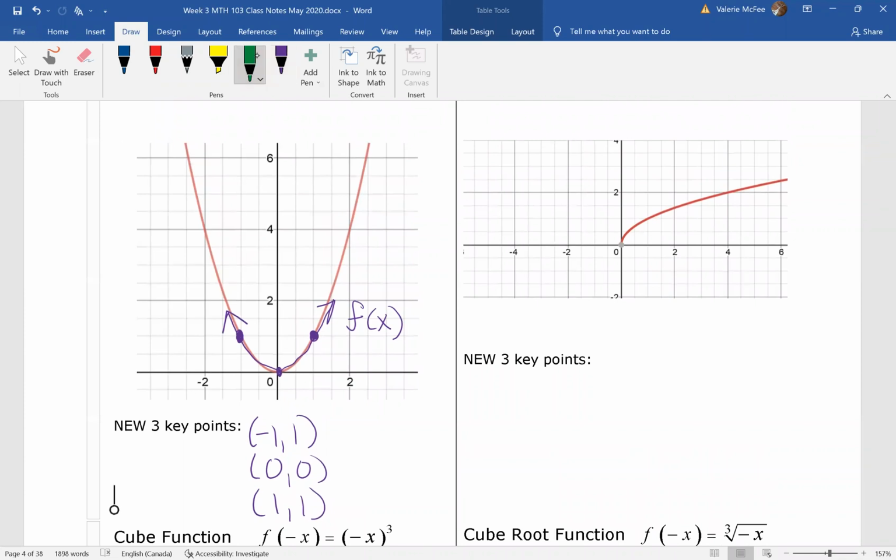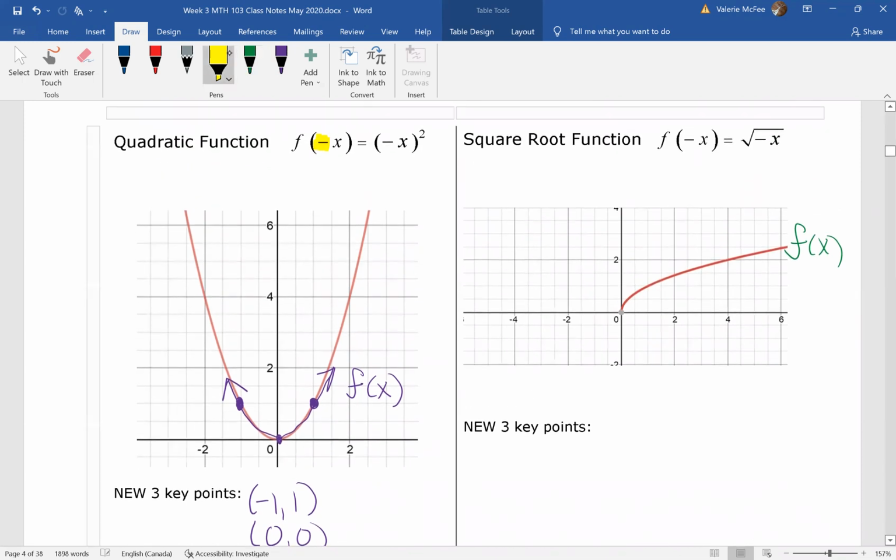So here again, we've got the graph of f of x. What will the points be on the f of negative x? 0, 0 doesn't change, but 1, 1 becomes negative 1, 1. 4, 2 becomes negative 4, 2. How is this possible that x can be negative? Well, let's think about that.